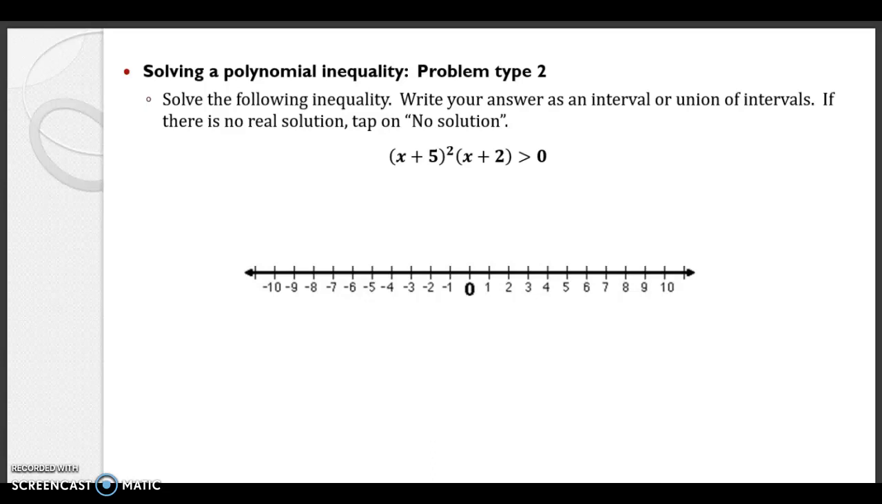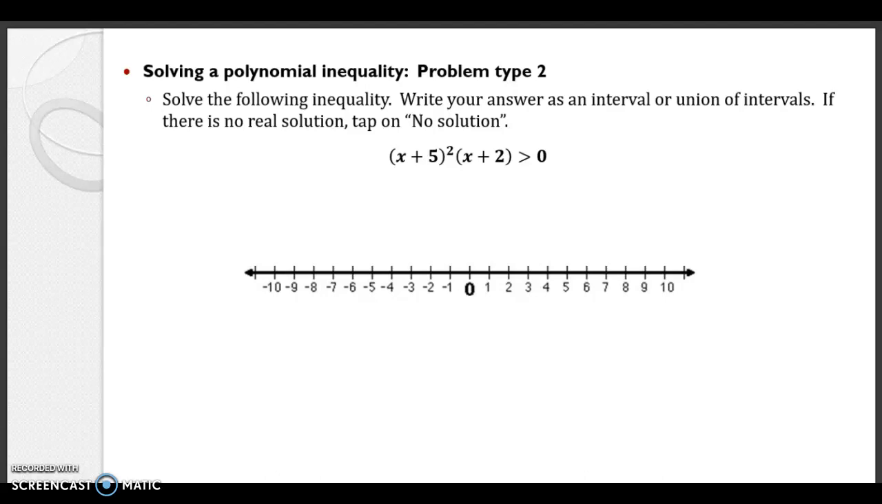Hey everybody, this video will talk about solving a polynomial inequality problem type 2. This is very similar to problem type 1. The only difference is sometimes we have a squared term, which is fine because the squared term means that bit is always going to be positive, because anything squared is positive. So these ones are actually kind of a little simpler, but you can definitely go watch other videos if you need more help understanding this concept.